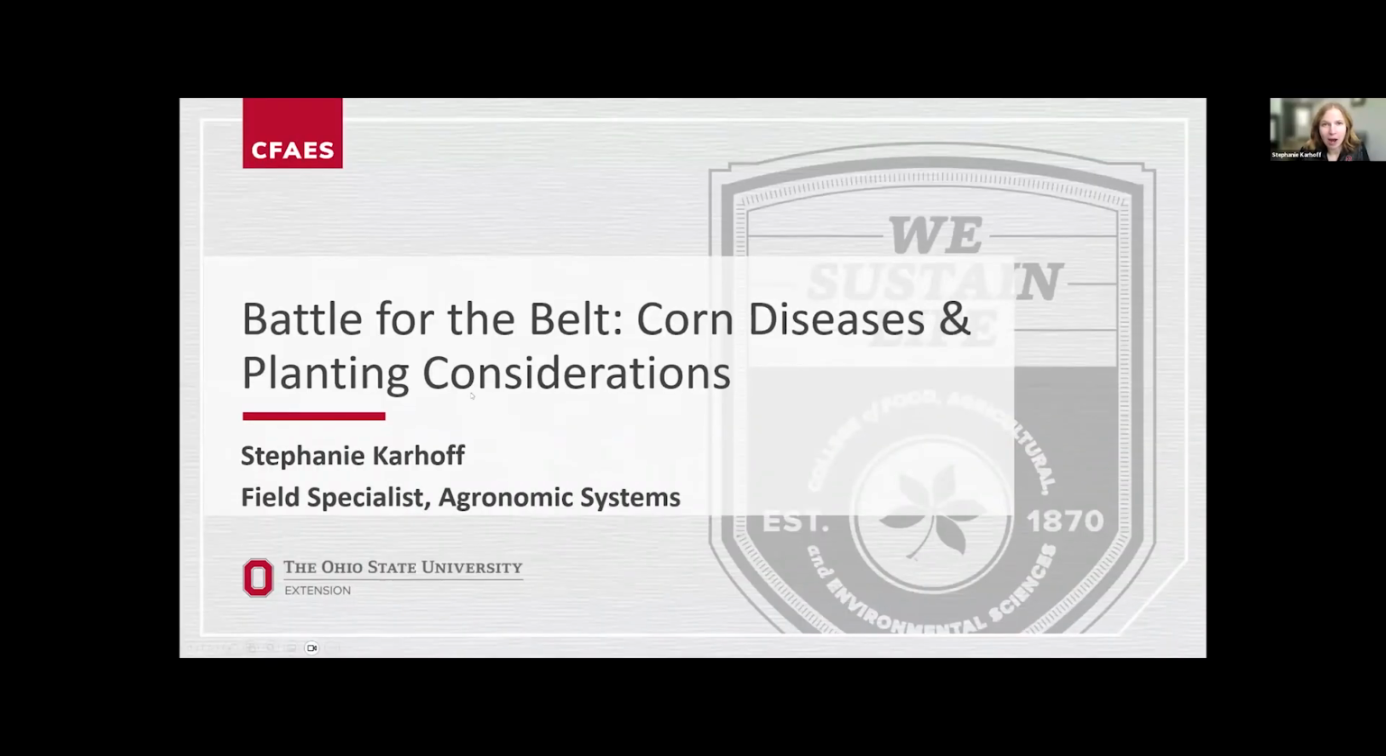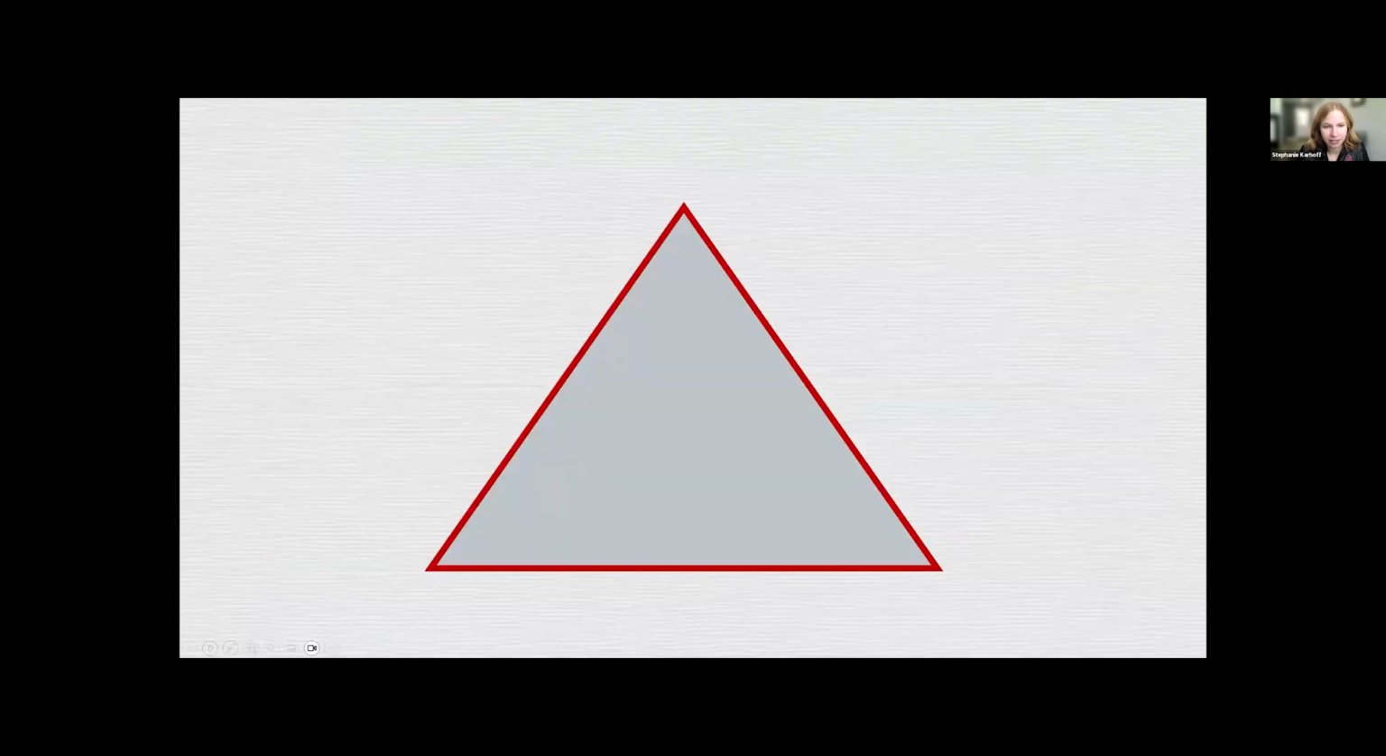So I'm going to be talking a little bit about how corn diseases and our risk for corn disease is impacted by moving that planting date either up or back, depending on our weather conditions.